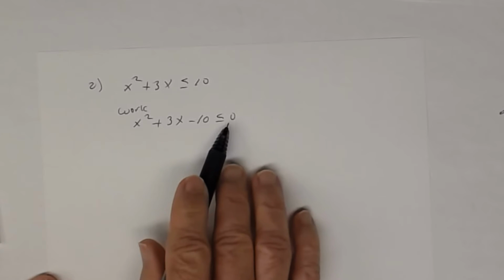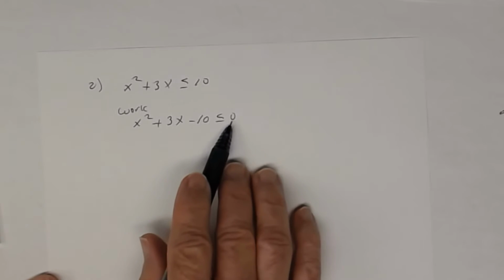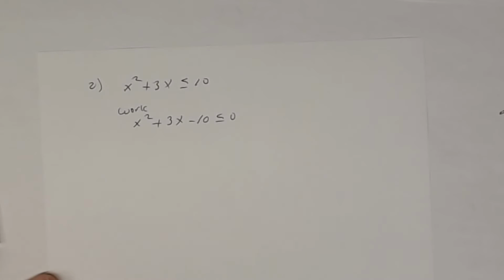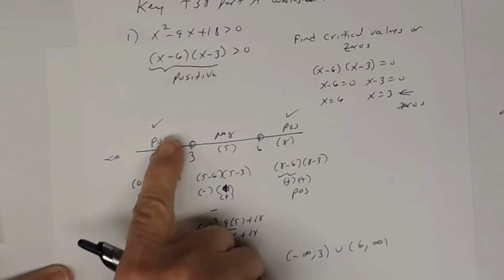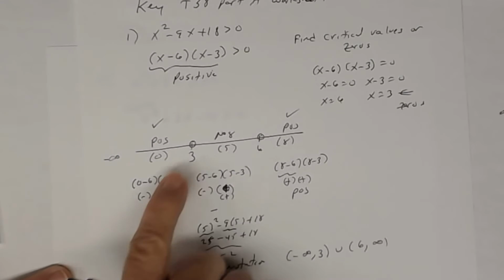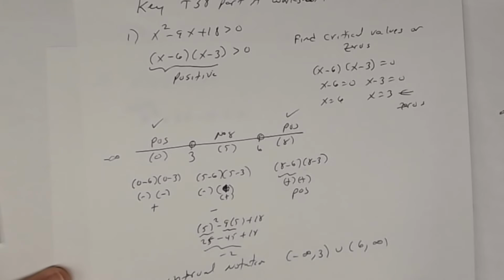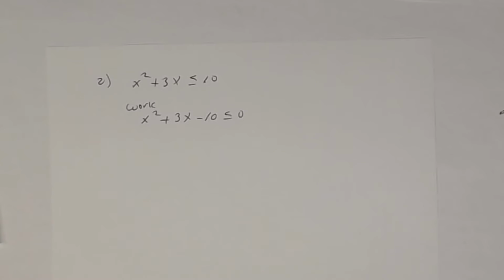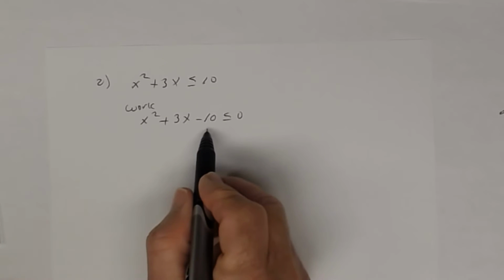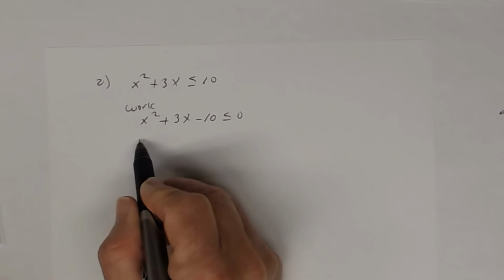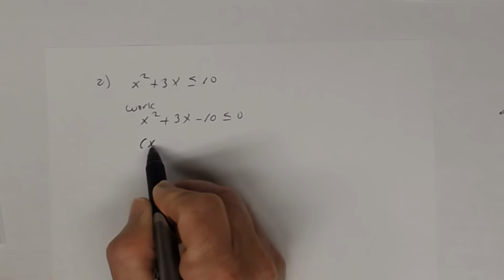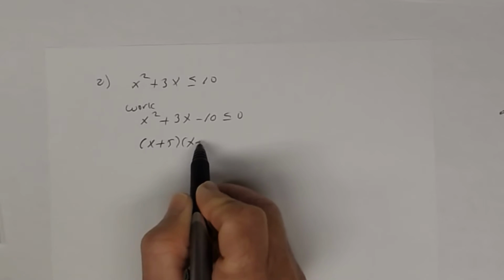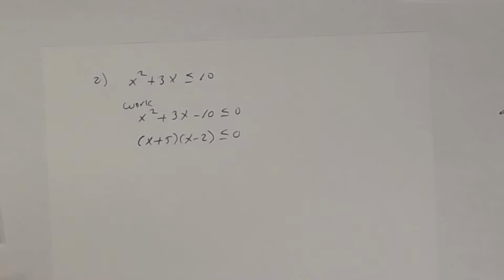All right, so now, since that's less than or equal to 0, you can now very easily use positive, negative to determine which intervals are going to be solutions to this original inequality. Okay? All right. So let's go ahead and factor next. And so when I factor this, I'm going to get x plus 5 times x minus 2, and that's going to be less than or equal to 0.